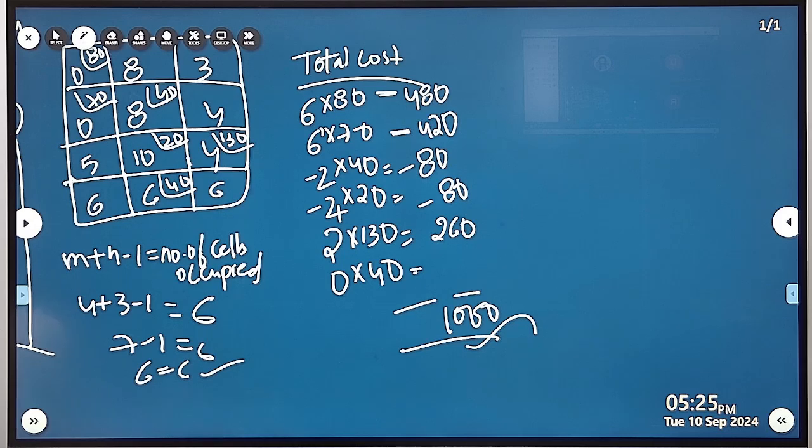Finished? So shall we start the new topic? So write down assignment. Next topic, assignment.